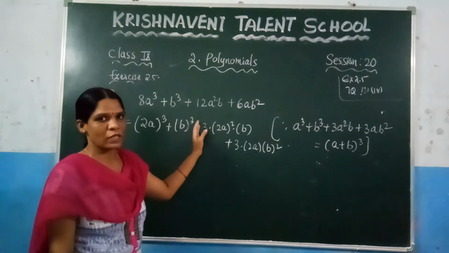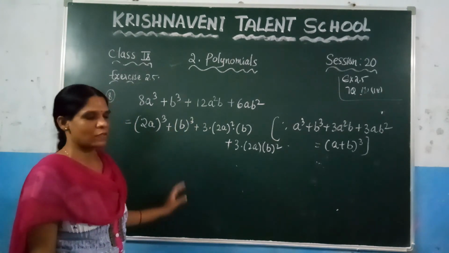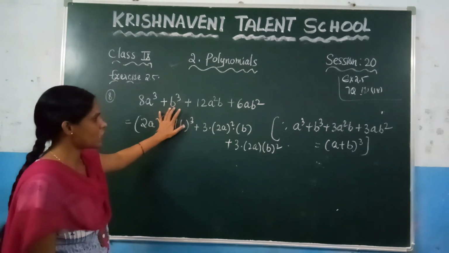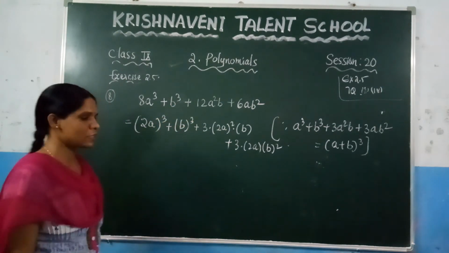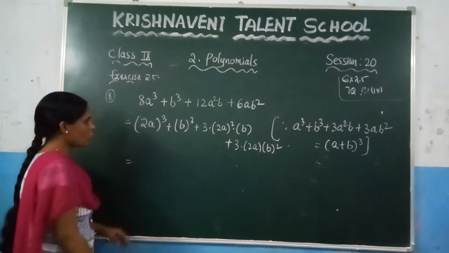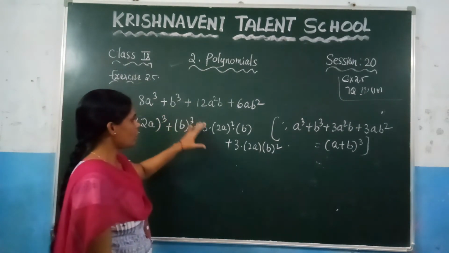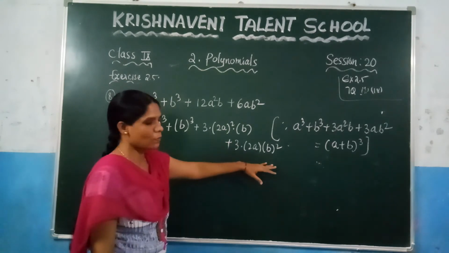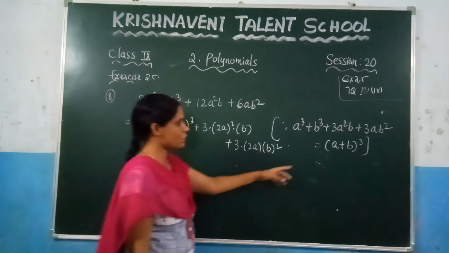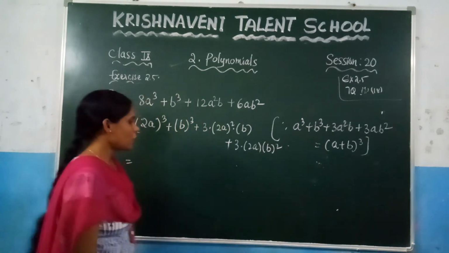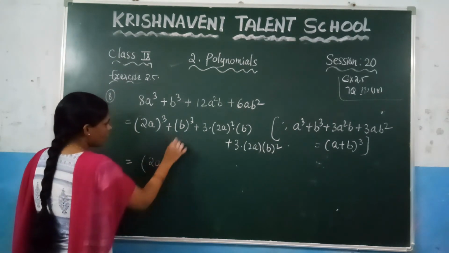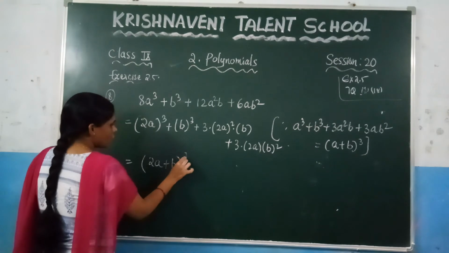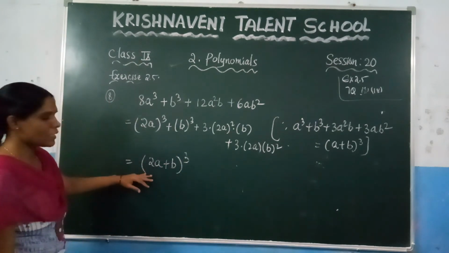because here in the question they asked to factorize this polynomial by using the identities itself. So first you need to check which identity you need to apply, so that you can change that into the form of that identity. So it is in the form of what? a cube plus b cube plus 3a square b plus 3ab square. So what is the formula for this one, which is (a plus b) whole cube? Now in the place of a, what is there, which is 2a, and in the place of b, b is there. So this one you can write like this one.